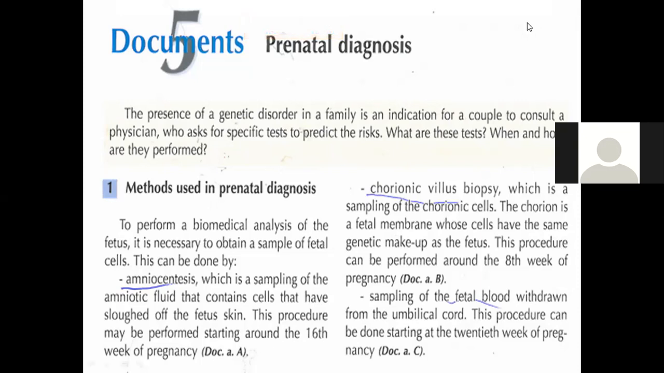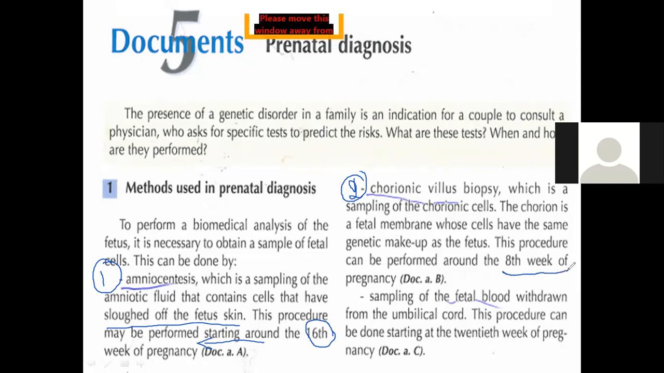Amniocentesis, this is the first method, which is a sampling of the amniotic fluid. This contains the cells that have sloughed off the skin of the fetus. This procedure may be performed starting around the 16th week of pregnancy. While the second method is the chorionic villus biopsy, the sampling of the chorionic cells. The chorion is the fetal membrane whose cells have the same genetic makeup as the fetus. This can be performed starting at week 8 of pregnancy.